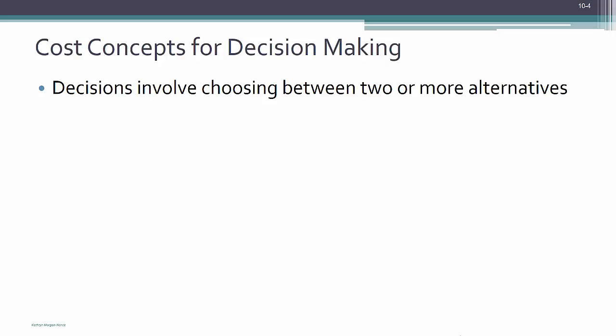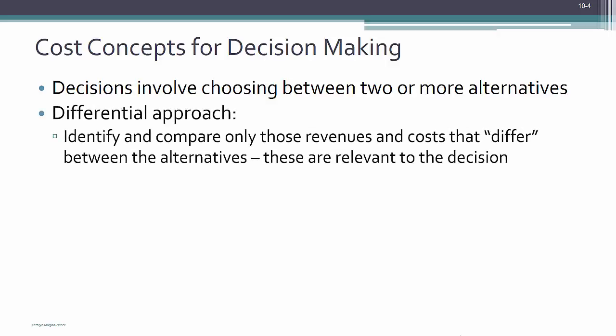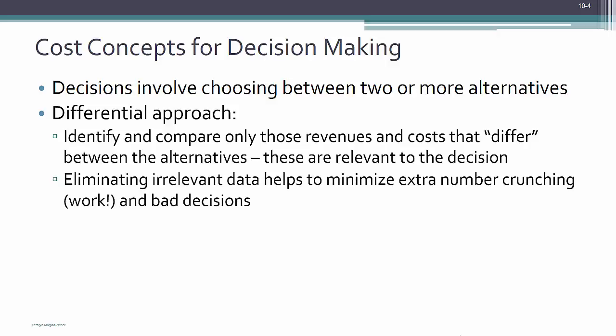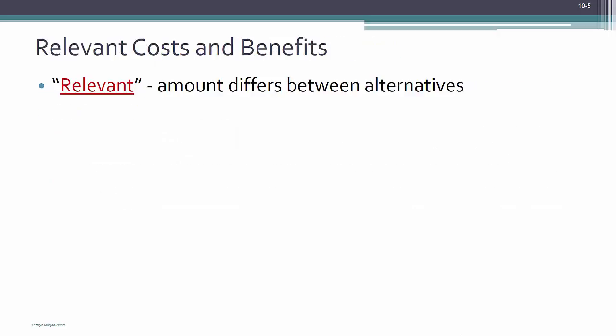I think you'll agree that all decisions involve a choice between at least two alternatives. The most efficient approach, called differential analysis, is to compare only those costs and benefits that are relevant to the decision. Those are the costs and benefits that differ between the alternatives. By eliminating irrelevant information, managers can focus on the important numbers, avoid confusion, and minimize extra number crunching.